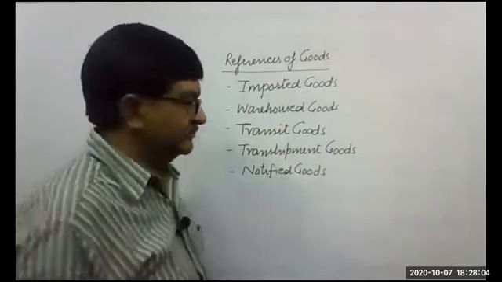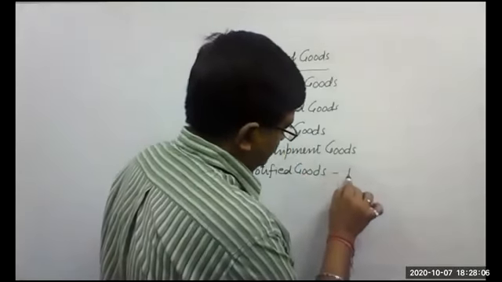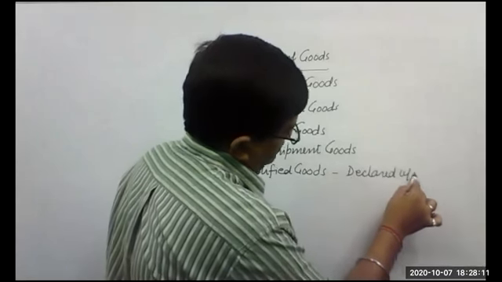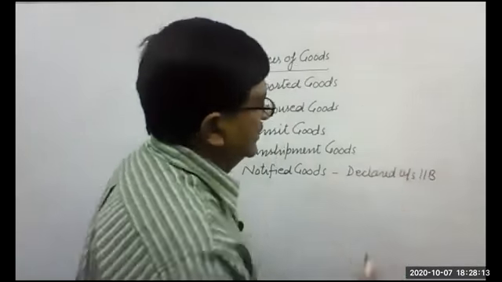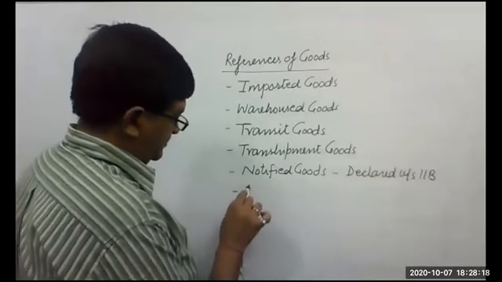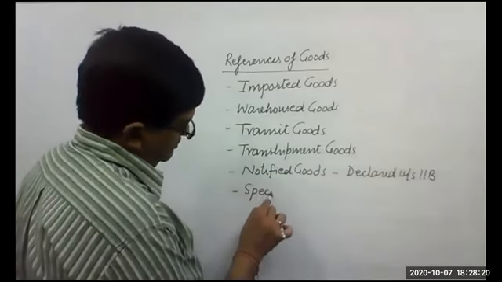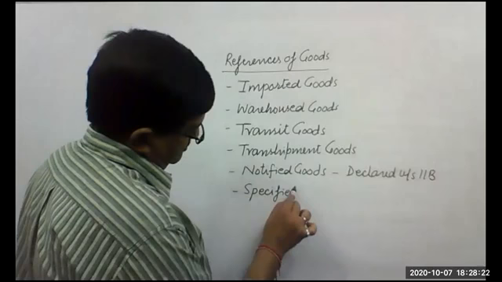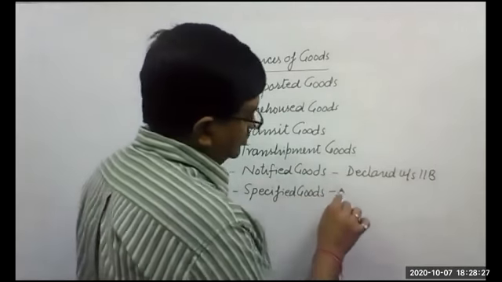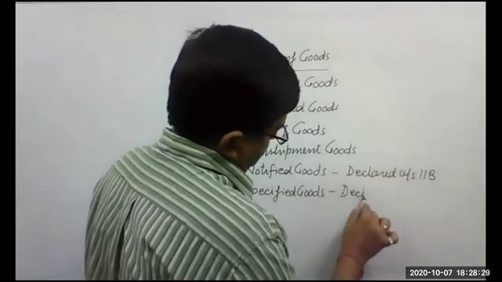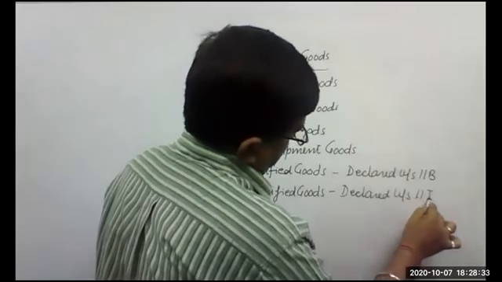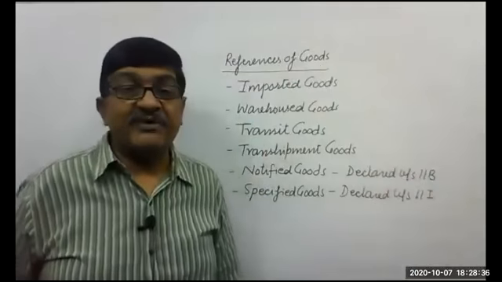Then notified goods, declared under section 11B. Specified goods, declared under section 11I.